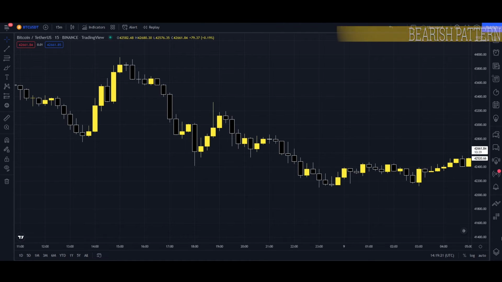How to open a short position using a descending triangle. First thing you have to know is that this is a continuation pattern as well. So, a downtrend enters and a downtrend will exit.